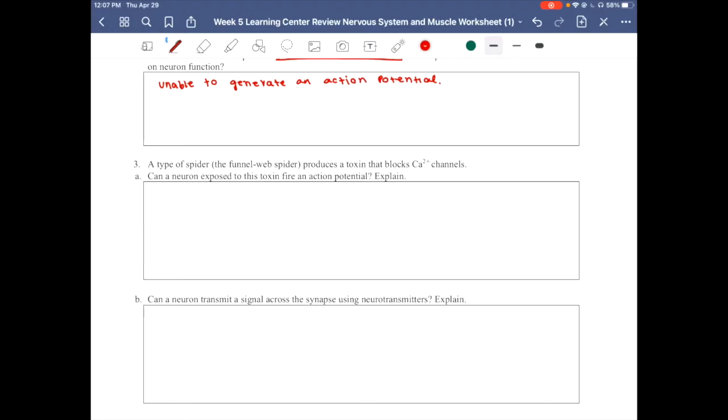All right, next we're looking at a type of spider that produces a toxin that blocks the calcium channels. So unlike the sodium channels, we don't need the calcium channels for an action potential to occur. Calcium helps with neurotransmitter release. So in this case, if the calcium channels are blocked, we will still be able to produce an action potential.